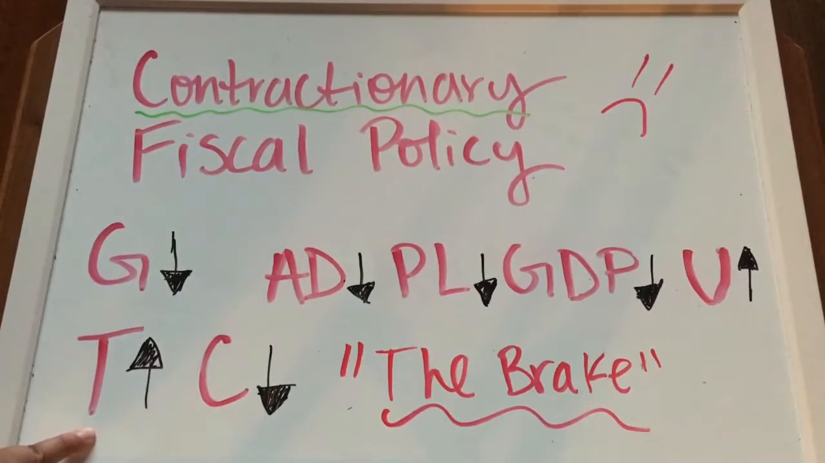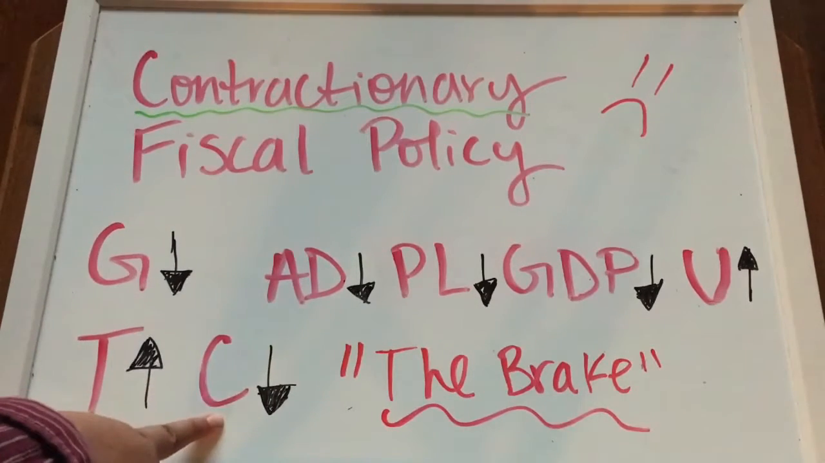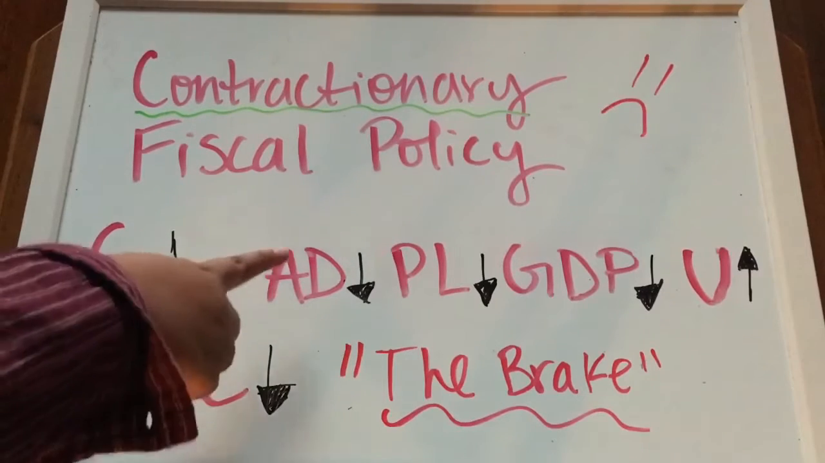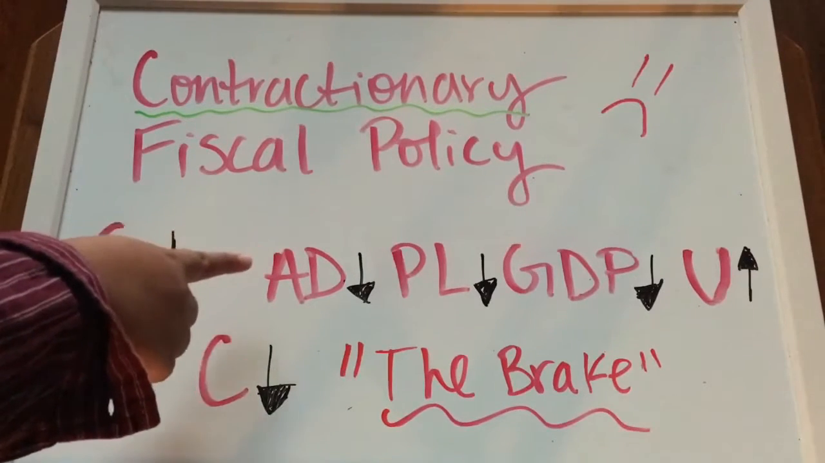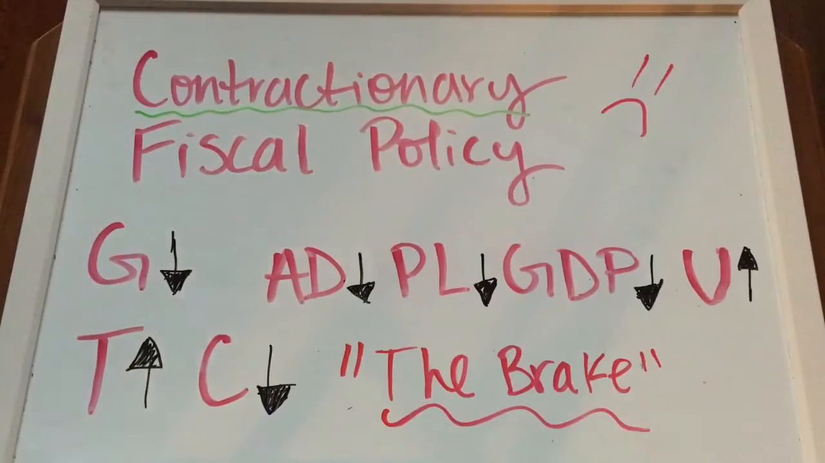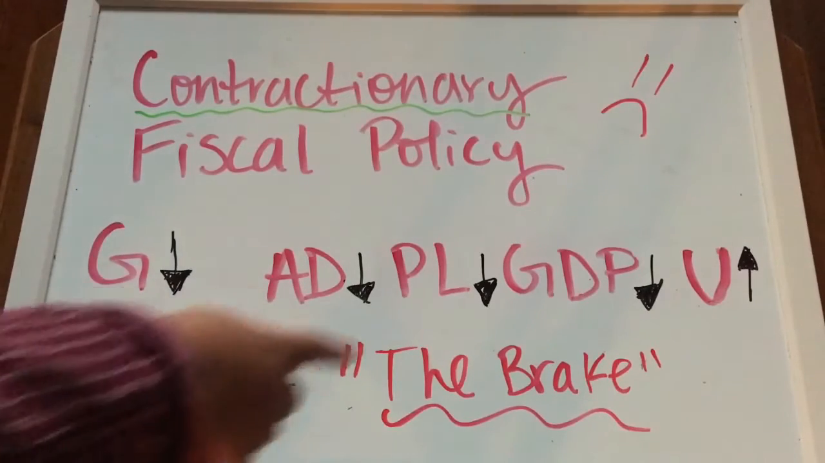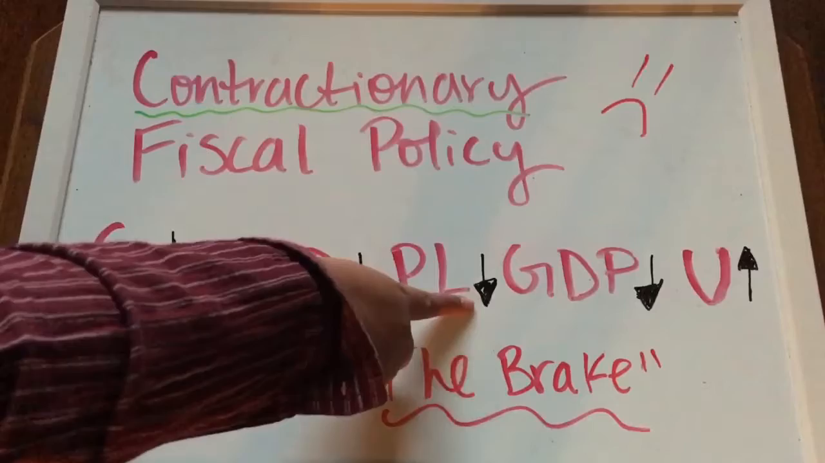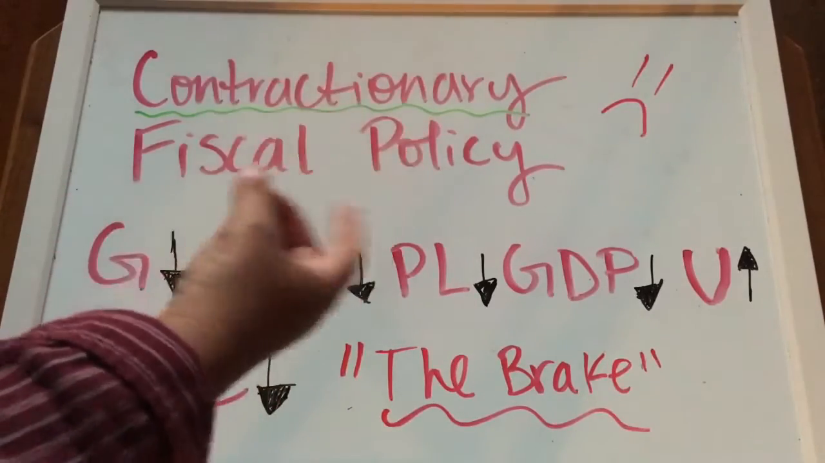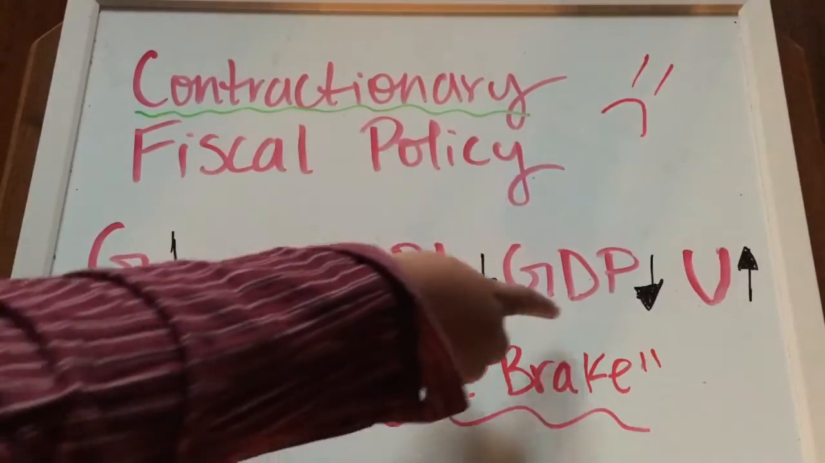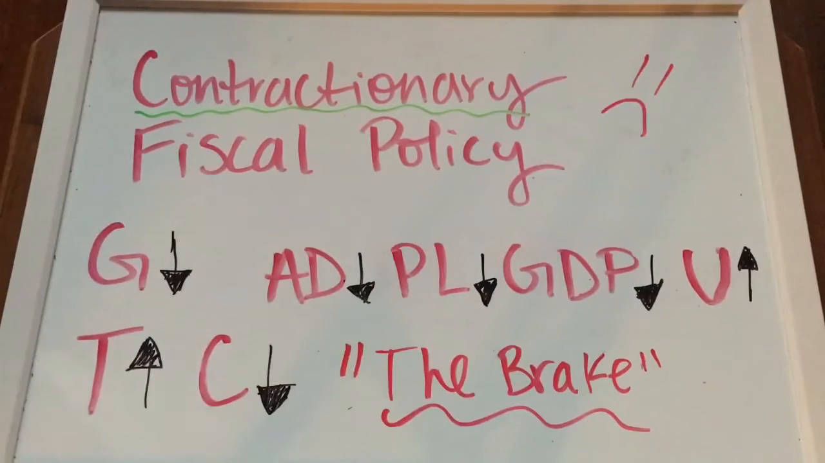And when they increase taxes, this will lead to a decrease in consumer spending, which will then lead to a decrease in aggregate demand. And after this overall decrease in aggregate demand, it will decrease the price level right here, represented by the arrow, and it will then lead to gross domestic product decreasing as well. After gross domestic product decreases, it will lead to an increase in unemployment. With this in mind, too much of this policy can lead an economy into recession, which is where expansionary fiscal policy comes in.